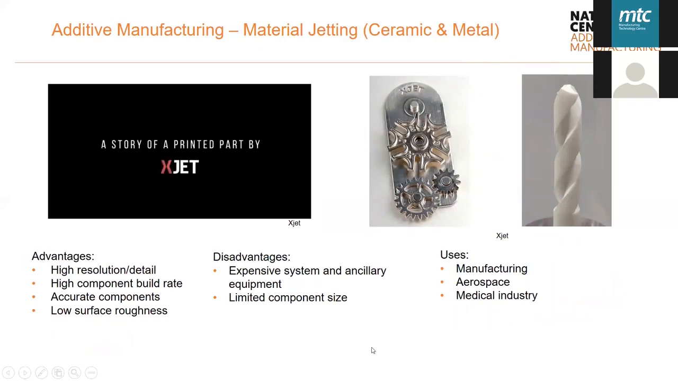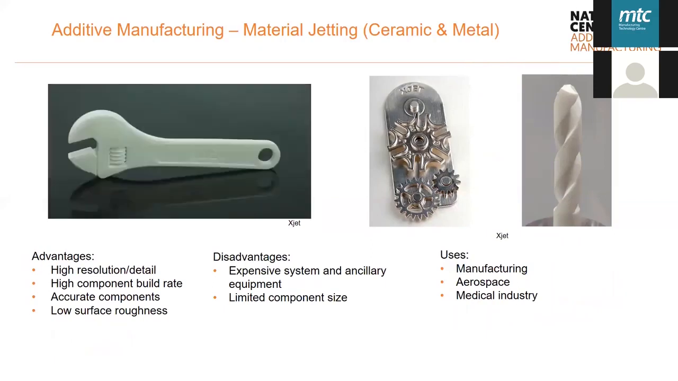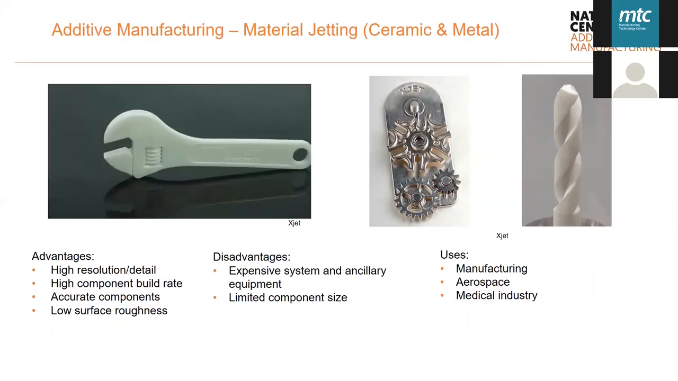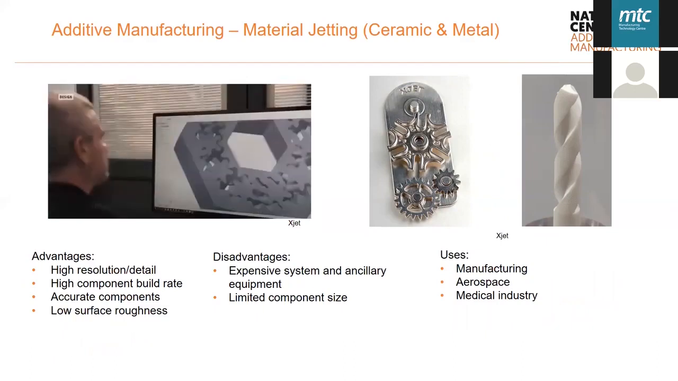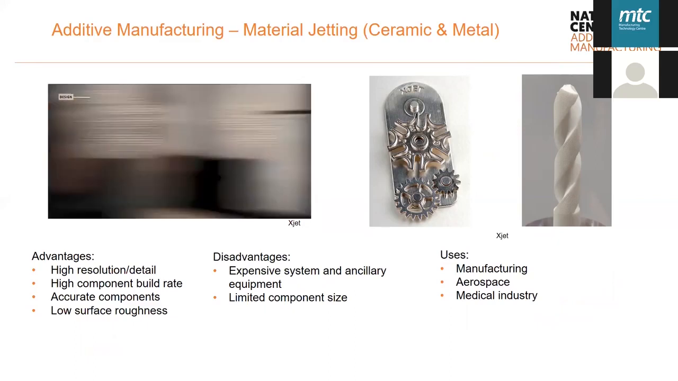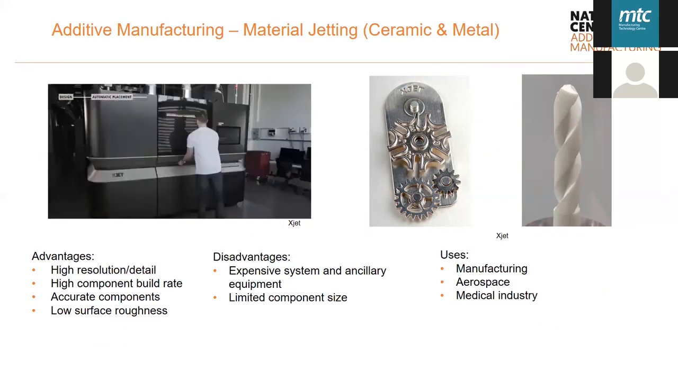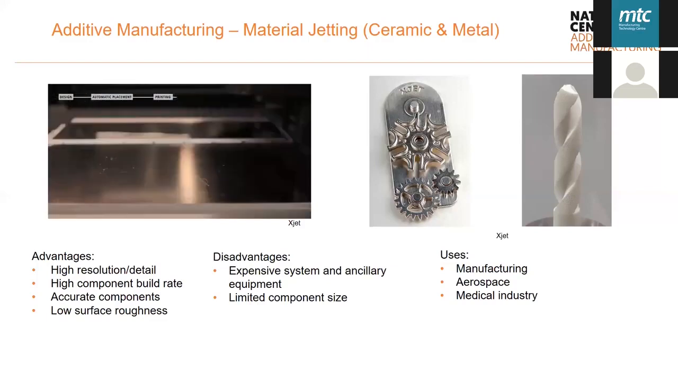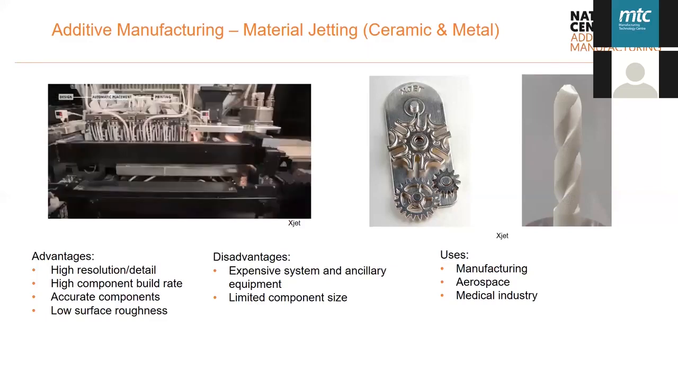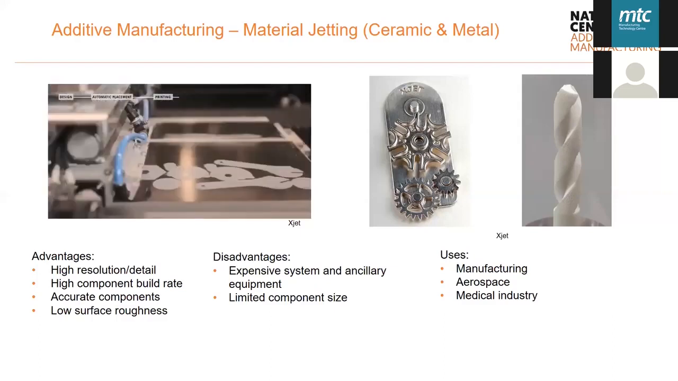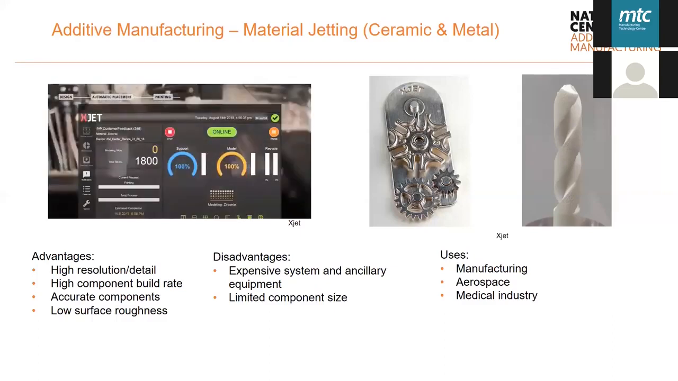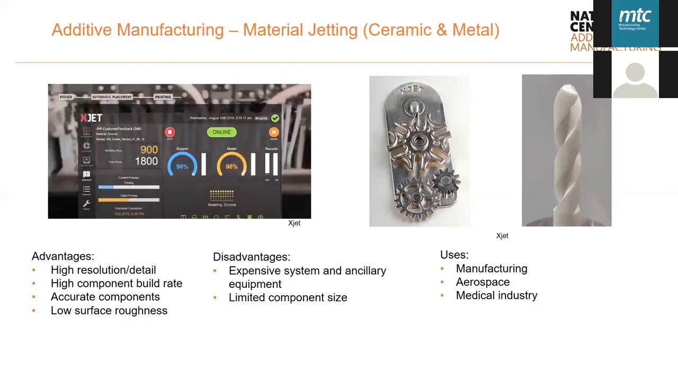So we're going to look at ceramic and metal material jetting. This is a system from XJet. It uses, again, nanoparticle technology in this case. Some of the advantages are that you can manufacture very high resolution and detailed metal and ceramic components compared to other metal and ceramic AM systems. There is also a fairly high component build rate for this system, and you can manufacture accurate ceramic and metal components. Low surface roughnesses as built, again reducing the amount of downstream post-processing required.